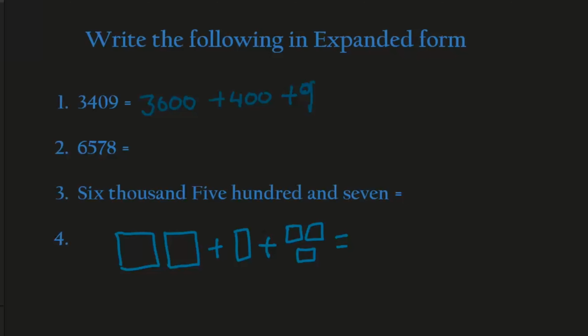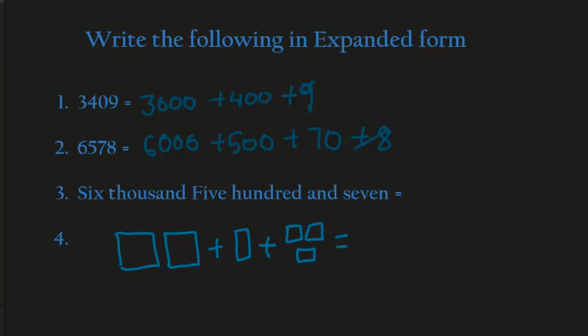Now, 6,578. So that would be 6,000 plus 500 plus 70 plus 8.